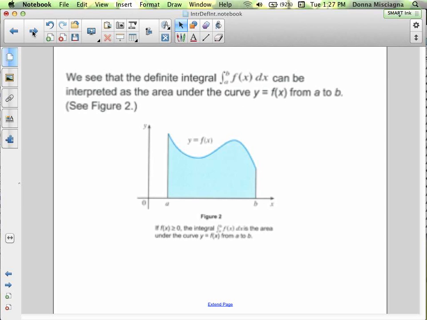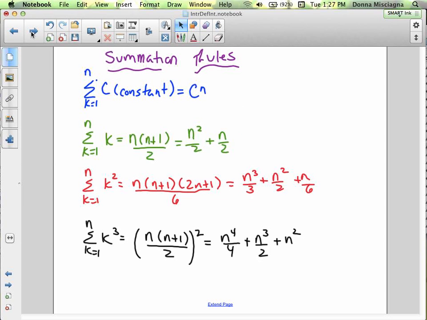So we see the definite integral of f of x from a to b dx can be interpreted as the area under the curve y equals f of x from a to b. So when we are finding the definite integral, which is the limit of the Riemann sums as n approaches infinity, we are actually finding that area under the curve. No more approximating. Although you still need to be able to approximate, because we are a little limited here on what kind of functions we can find the exact area for.